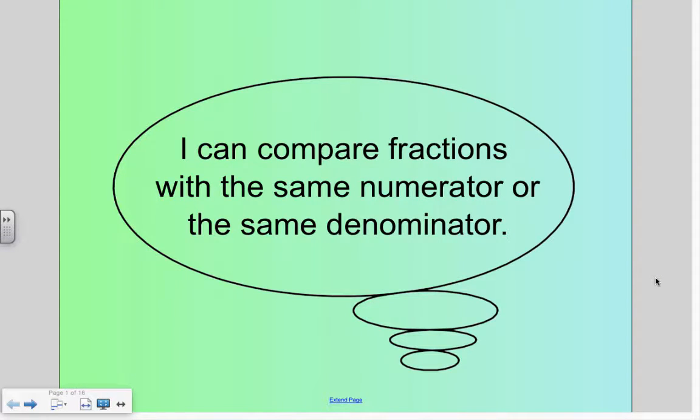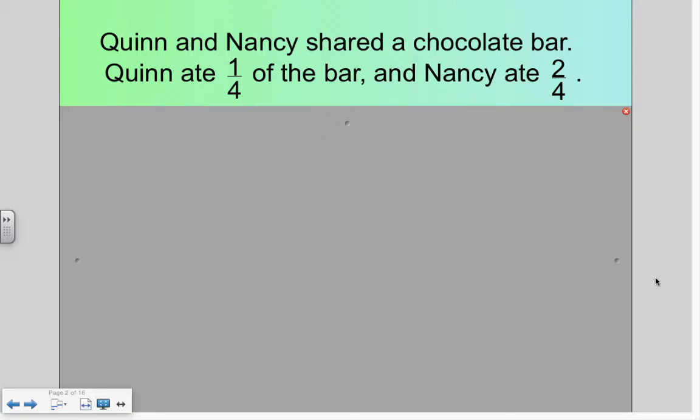Hello. Today we are going to learn how to compare fractions with the same numerator or the same denominator. Let's begin with this word story. Quinn and Nancy shared a chocolate bar. Quinn ate 1/4 of the bar, and Nancy ate 2/4. Who ate more?